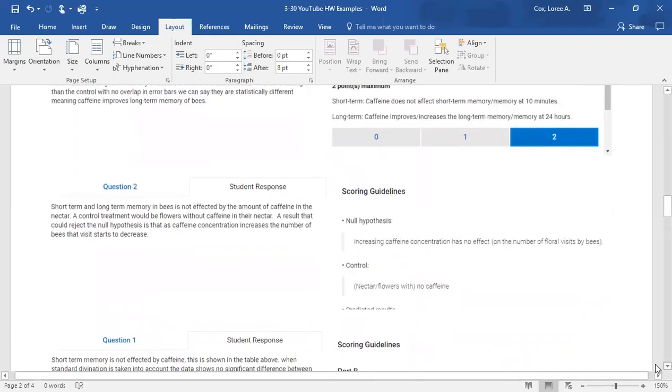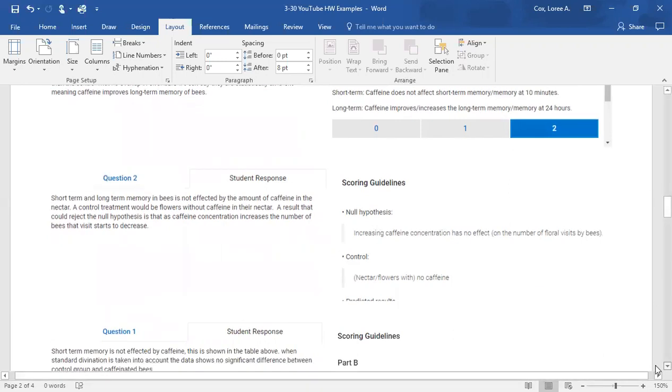A result that could reject the null hypothesis is that as caffeine concentration increases, the number of bees that visit starts to decrease. Okay, so yes, that is in truth going to reject the null, but we're looking for a prediction here. It's asking you to predict based on the experiment that you created what result you would see compared back to that control treatment.